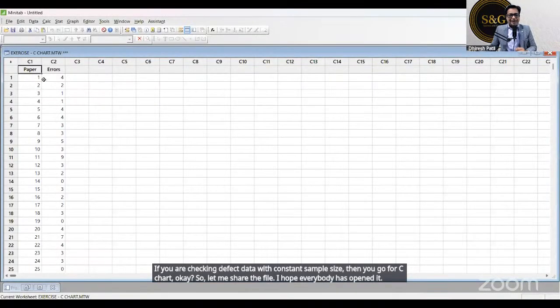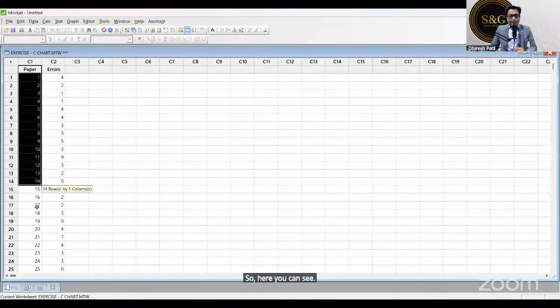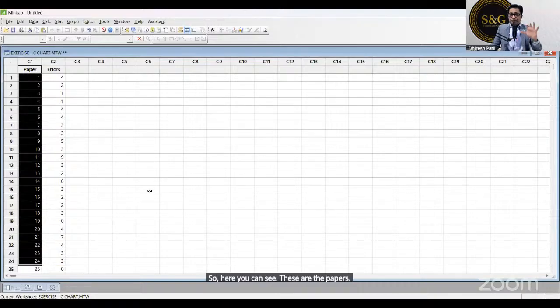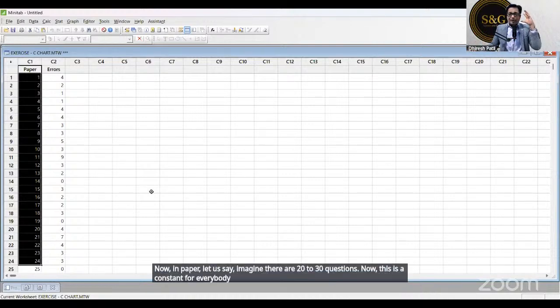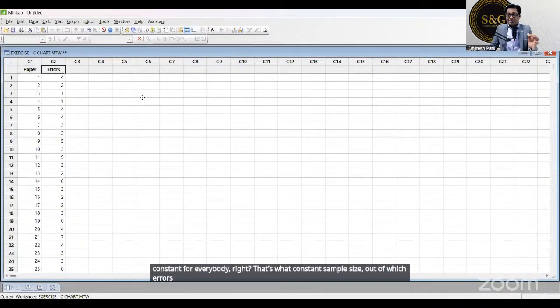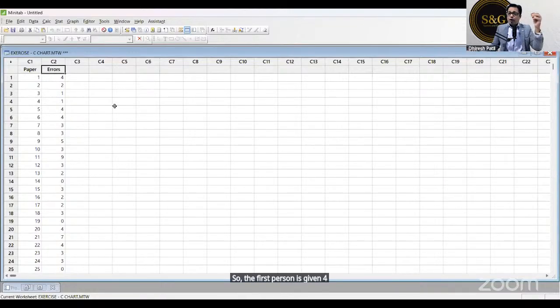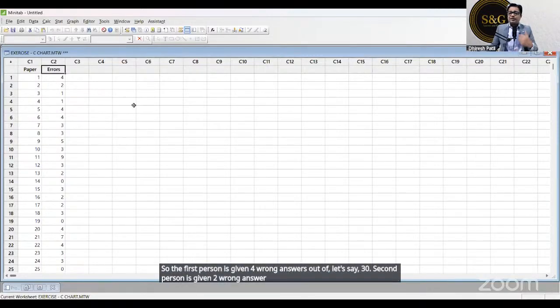So here you can see these are the papers. Now in a paper, let's say imagine there are 20 to 30 questions. Now this is a constant for everybody, right? That's the constant sample size, out of which errors, meaning the defects, are how many questions the students have given the wrong answer. The first person has given 4 wrong answers out of, let's say, 30. Second person has given 2 wrong answers out of 30. Third has given 1 wrong answer out of 30. Okay, so constant sample size and the defects are there.